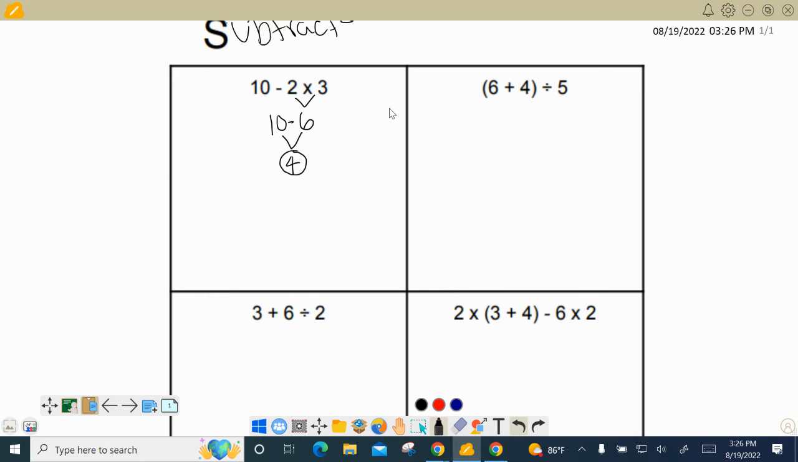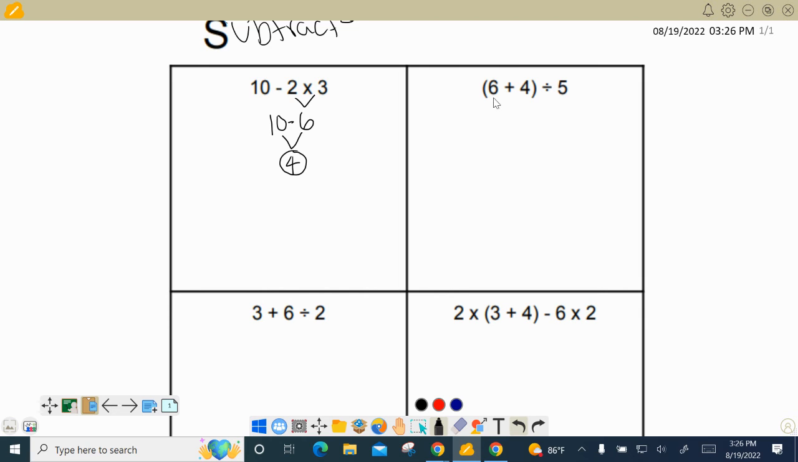Now, I know you might be thinking, Miss Wilson, that was so easy. Yes, but what if you had done it wrong? What if you had said 10 minus 2 is 8 times 3 is 24? You would have 24 as your answer. And that would be wrong because the correct answer is 4. This is why we have the order of operations. Let's jump into this next one.